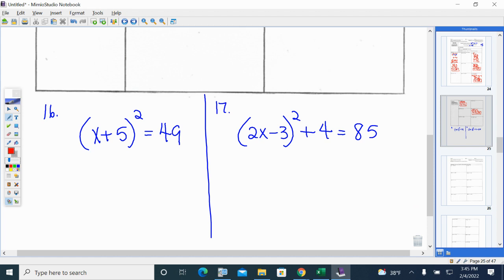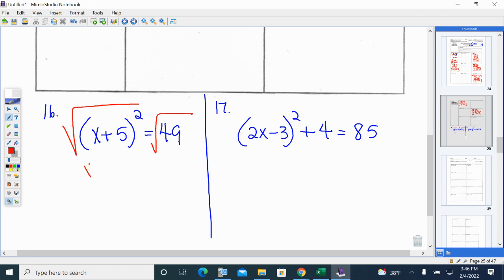In example number 16, I've got x plus 5 squared is equal to 49. Now, what we can do here is square root both sides of this equation. And what happens on the left side of this equation is the square and the square root cancel. Now, I realize in the steps that you were given in the beginning of the notes, it said to get the x squared term by itself. x plus 5 is your squared term, and it's already by itself. So that's why we can go ahead and square root both sides.